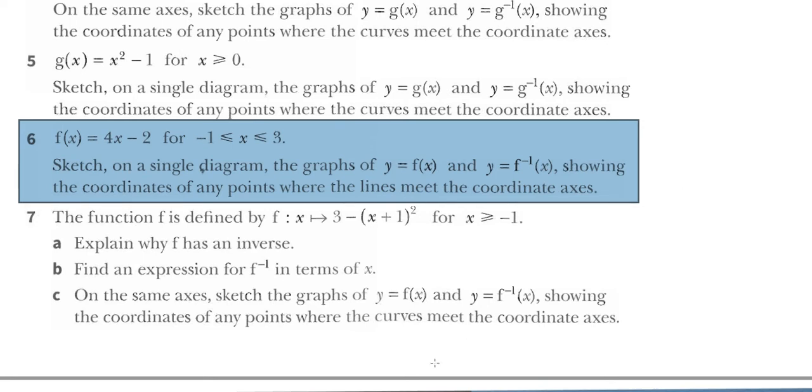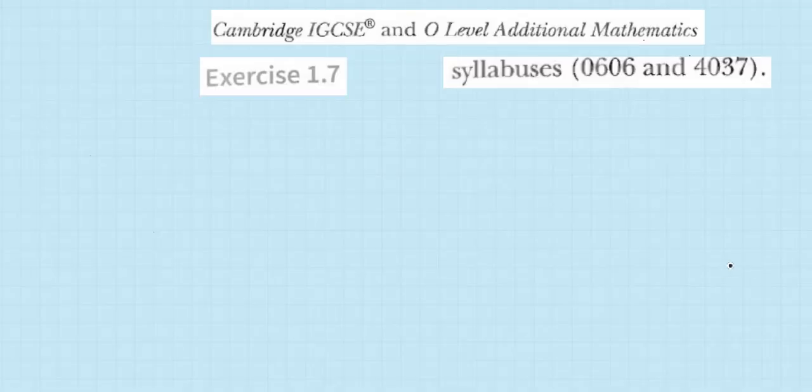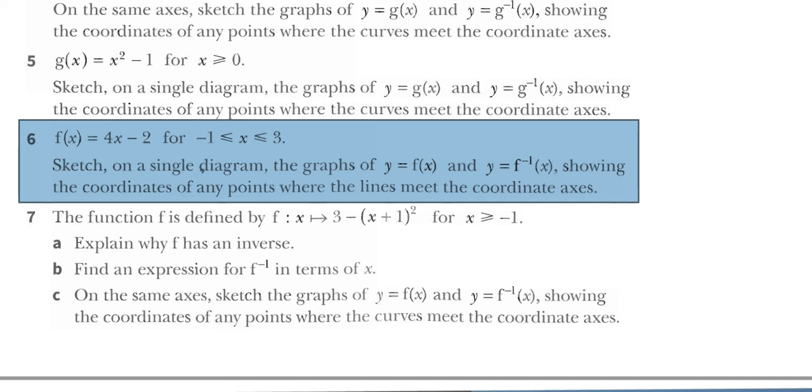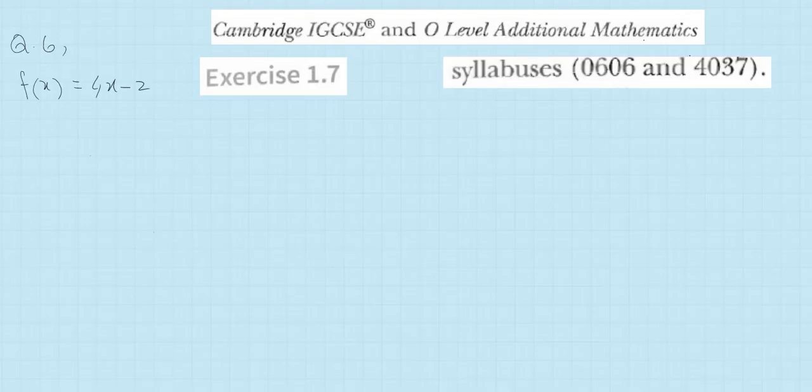f(x) is equals to 4x minus 2. Question number 6. f(x) is equals to 4x minus 2 and the domain, minus 1 to 3, x greater than equals to minus 1 and less than equals to 3.